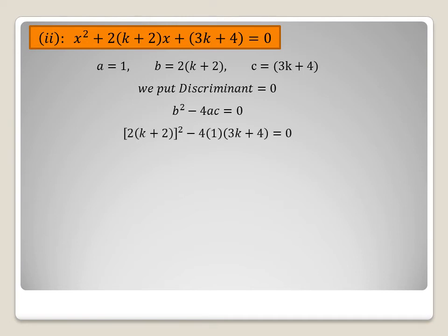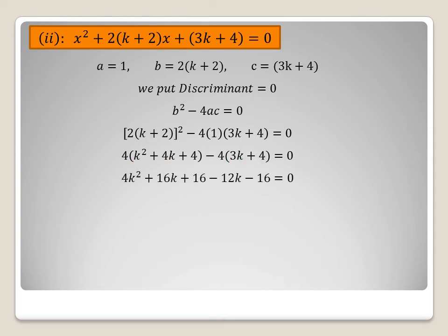b square minus 4ac equals to 0. We will replace b with 2 into k plus 2 whole square, a with 1 and c with 3k plus 4. We will get our answer. Again, the square of 2 and the square of k plus 2 will be opened using the formula a plus b whole square. That would become 4 into k square plus 4k plus 4 minus 4 into 3k plus 4.